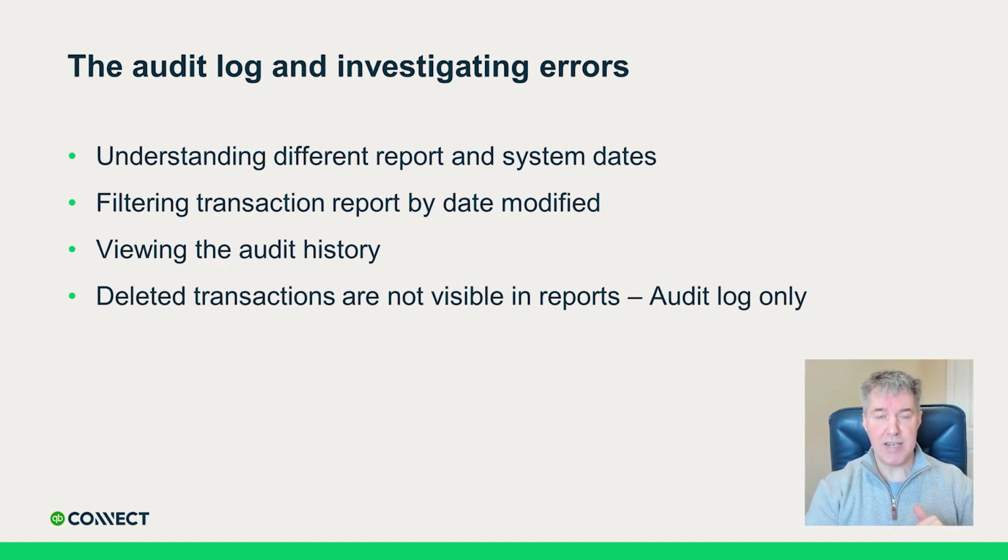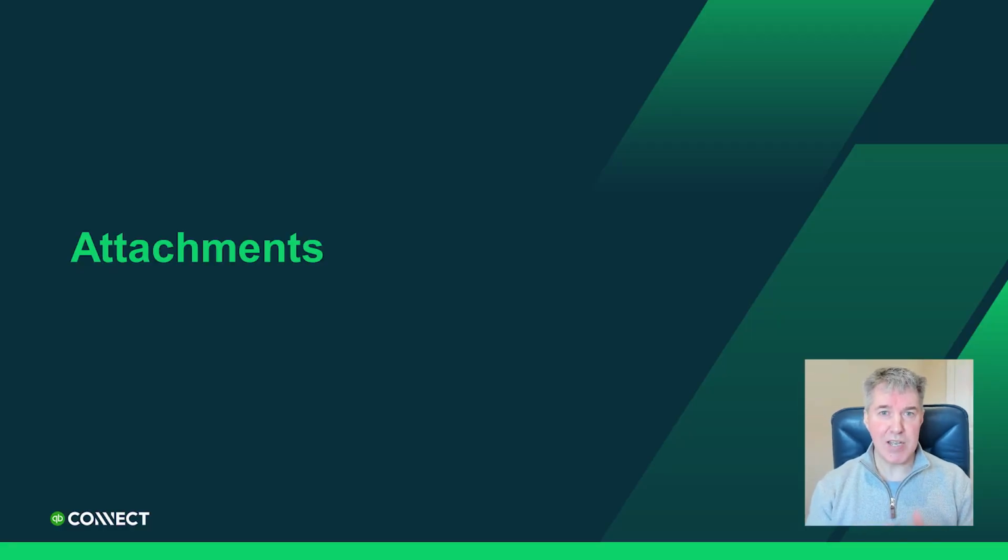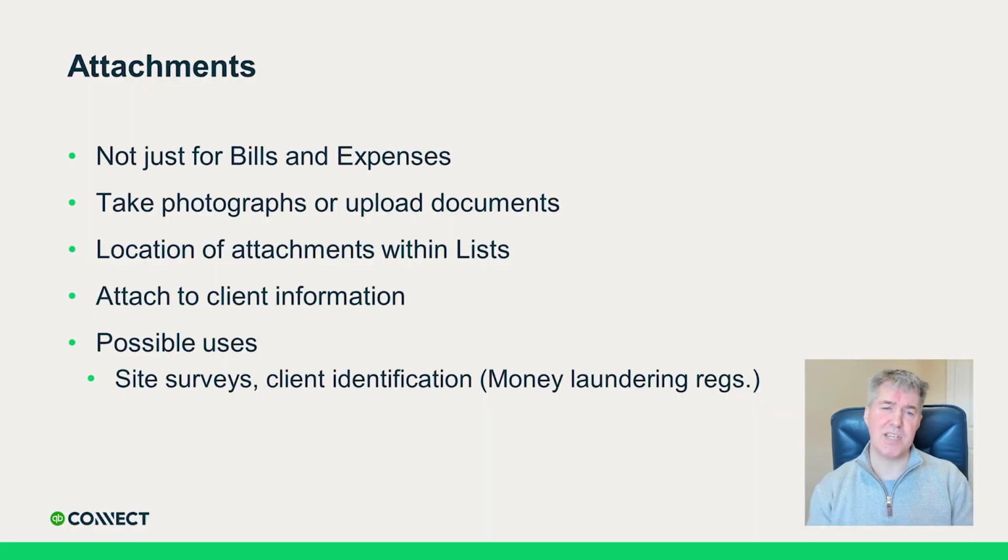Now my final little tip here is how we can use attachments in ways you might not have thought of before. So not just for your bills and expenses, but you can take photographs and you can upload them. We can use them for things like our terms and conditions, maybe proof of identification for money laundering purposes, and we'll be able to find them within QuickBooks, within our lists, and we can also attach them to our customers.